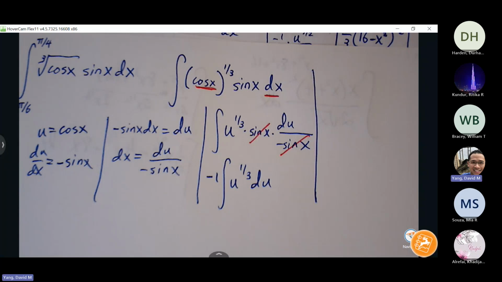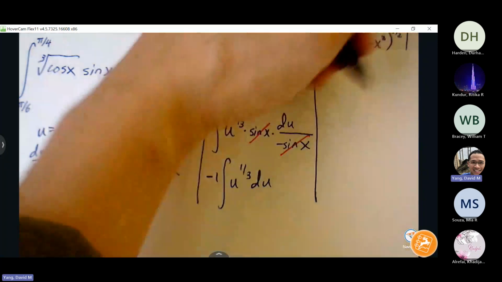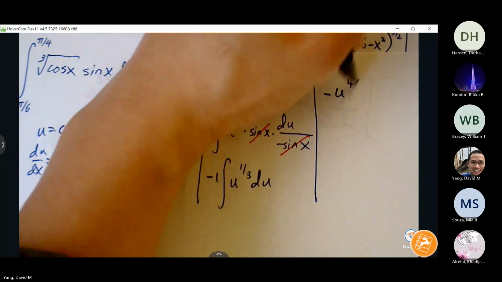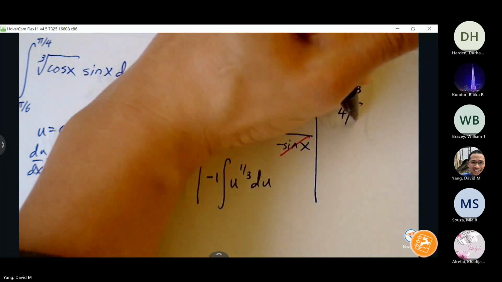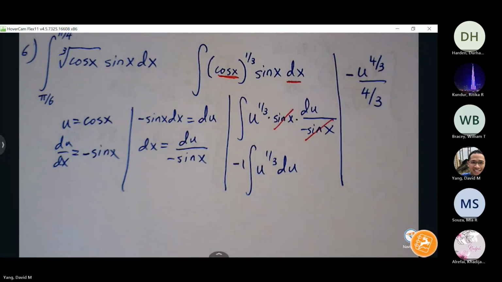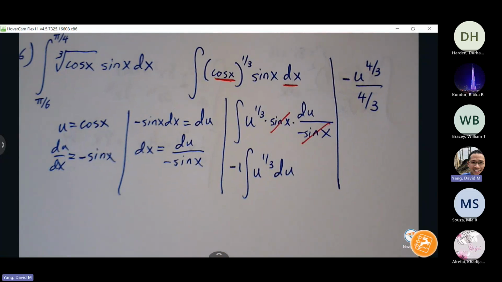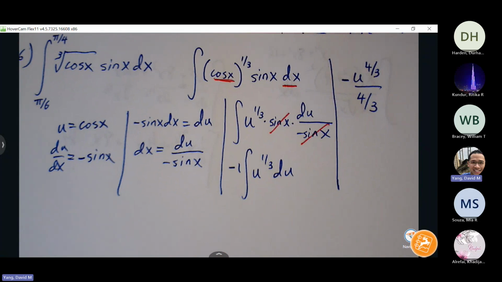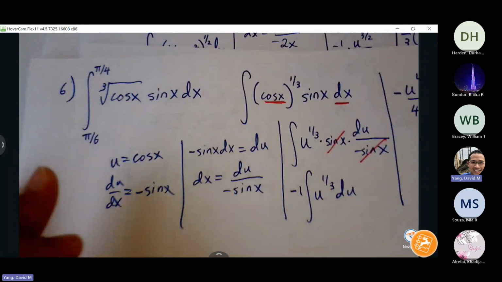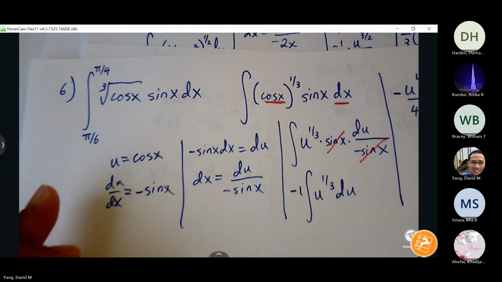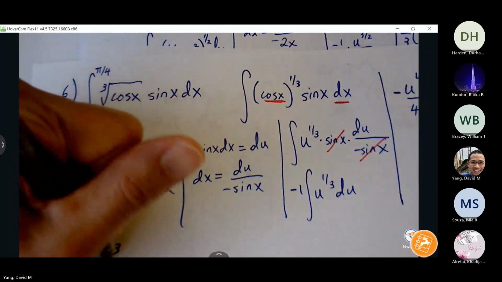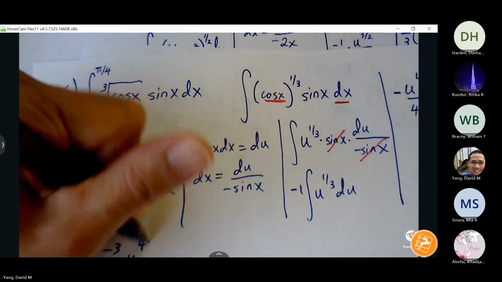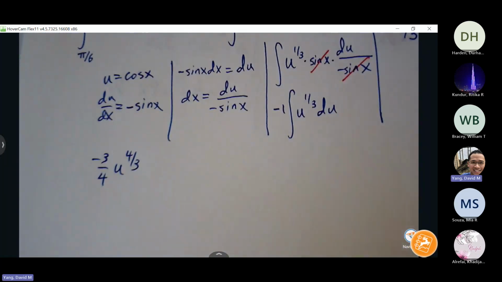Now we're ready for a power rule, right? u to the 1/3 becomes. Yep. Yeah, you can put a -1 there. I'll just put a negative in front. Okay, I'm going to clean that up here. Dividing by 4/3, same thing as multiplying by 3/4. Okay, we have our antiderivative.